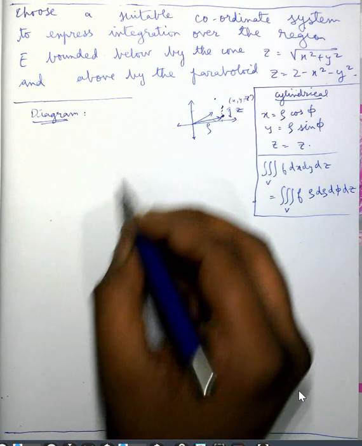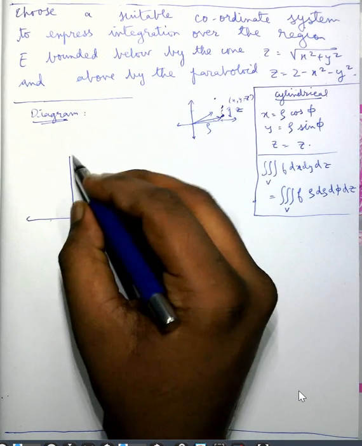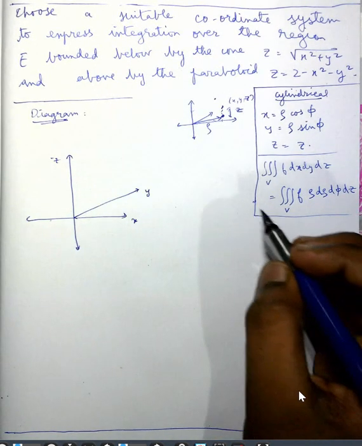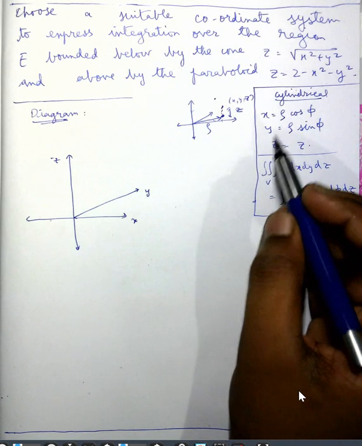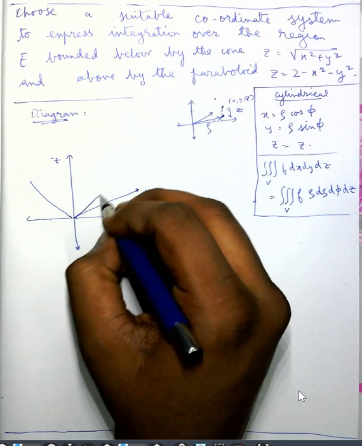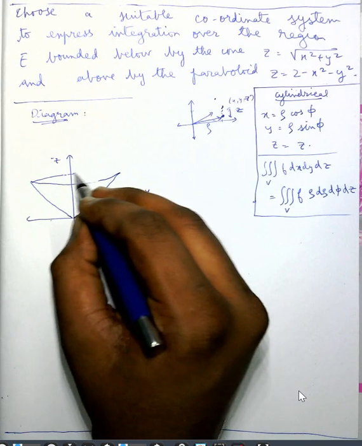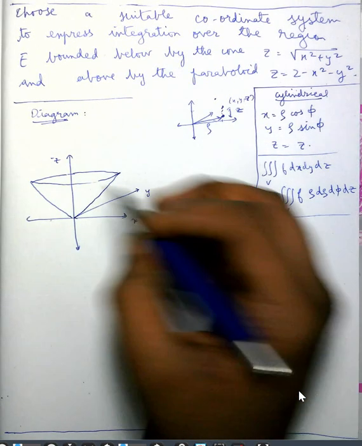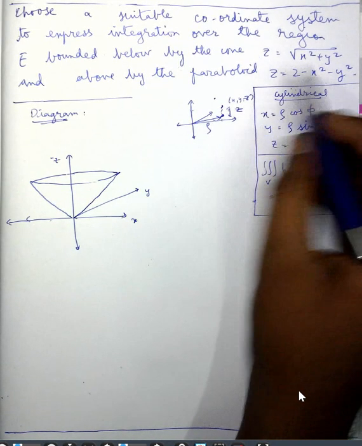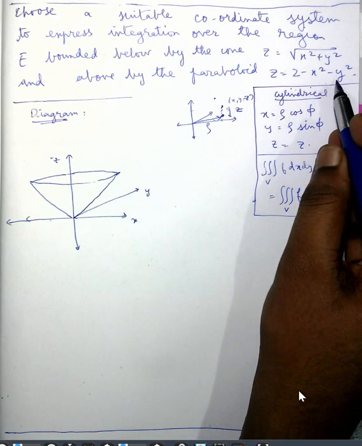So let's say these are our x, y and z axis. Now z equal to root x square plus y square, so this is our cone. It is rotationally symmetric about the z axis, and this is bounded below by this cone and above by the paraboloid 2 minus x square minus y square. When you substitute x equal to 0 and y equal to 0, you get z equal to 2.